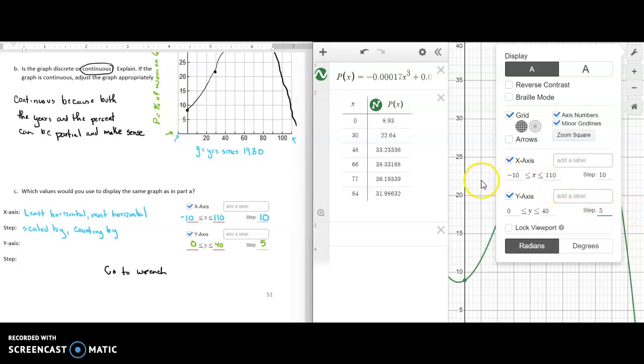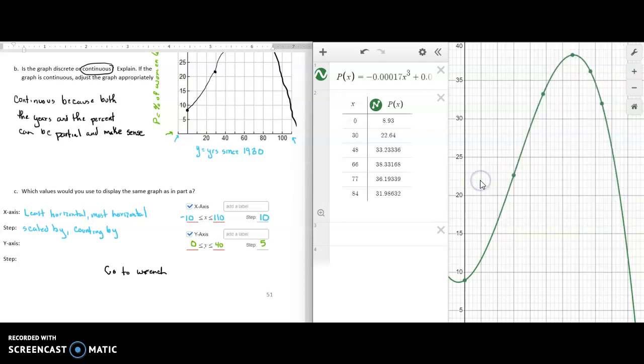And now all I'm going to do is click off of the graph so I can see the same graph as what I was looking at before that I hand drew. Now I have that same graph.